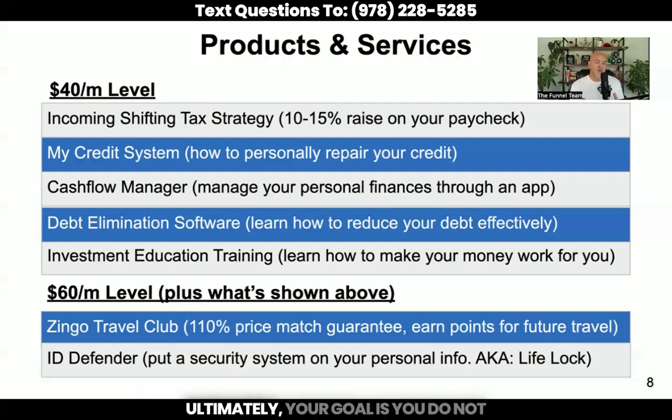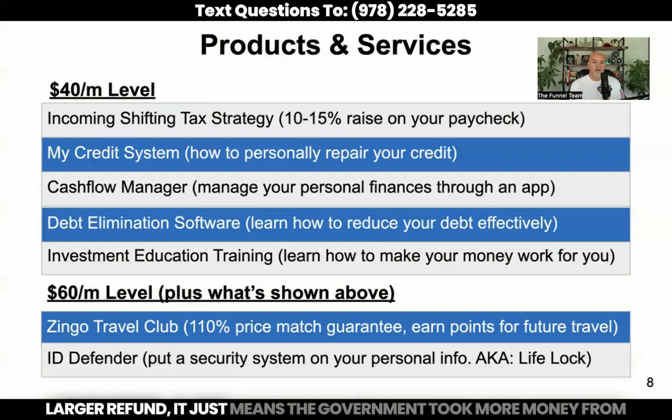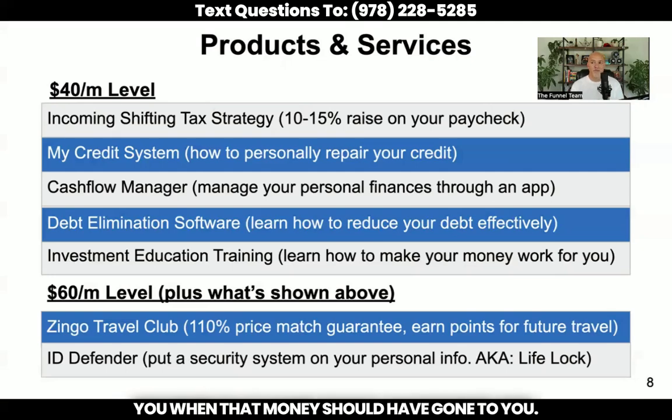At the end of the year, ultimately, your goal is you do not want to be getting a tax refund. That basically means the government took too much money from you. And that's what you don't want. A lot of people hope and pray for a really big refund, but it just means if you're getting a larger refund, it just means the government took more money from you when that money should have gone to you. We show you the right way to fill that out, help you put more money back.